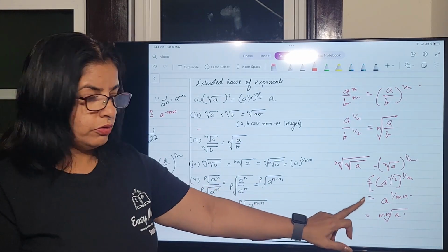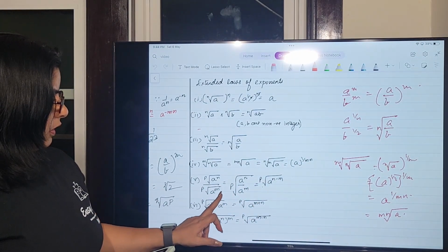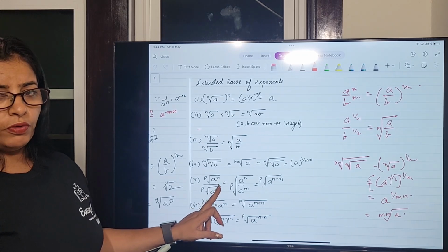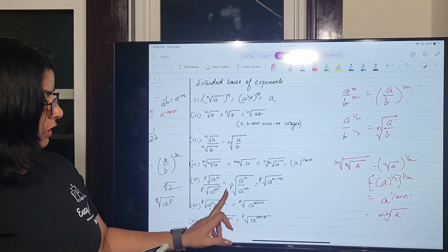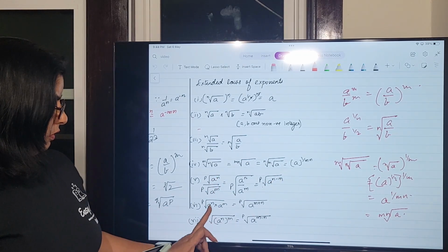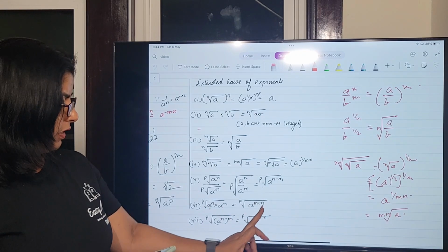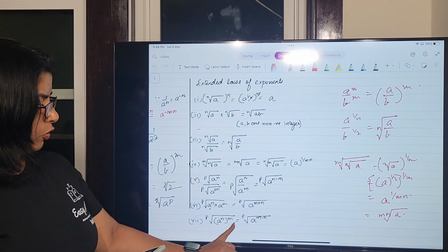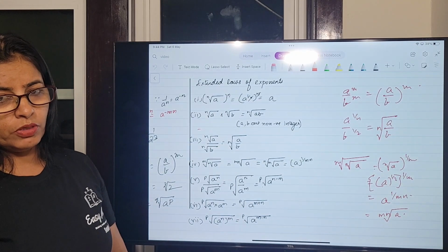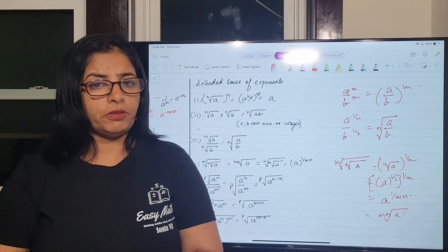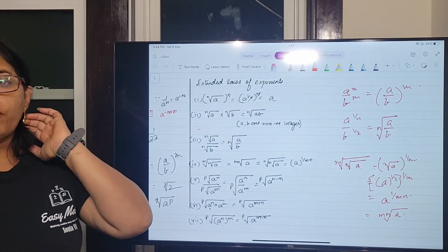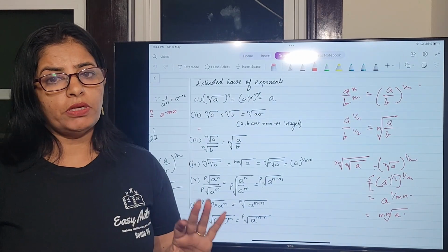Got it? Same way again, we are applying the law of exponents, where in the division case the powers are subtracted, in the multiplication case the powers are added. When the bracket is open, it is multiplied. So now let me give you some steps that will be useful for solving any question based on exponents.